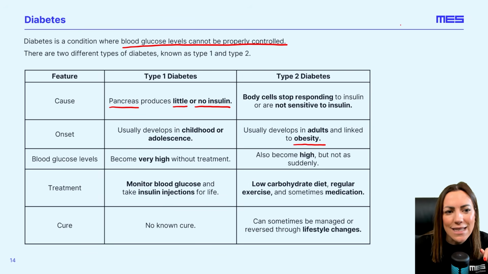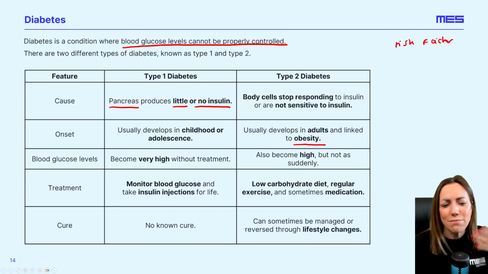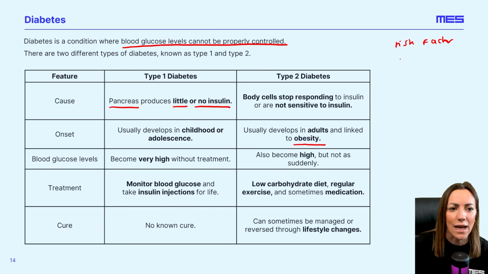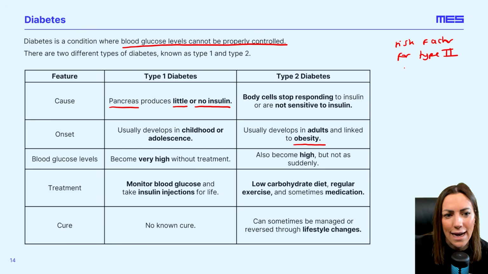Now, remember, a risk factor is anything that increases the likelihood of you developing a disease. It doesn't mean you're definitely going to get the disease, but it increases the chances that you will get the disease. Now, there are risk factors for type 2 diabetes.